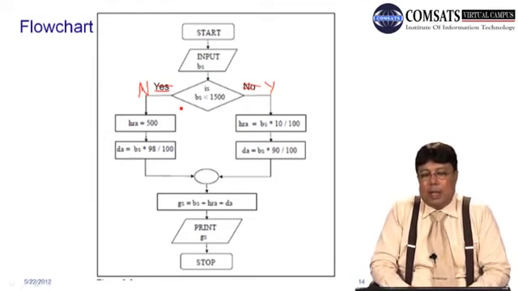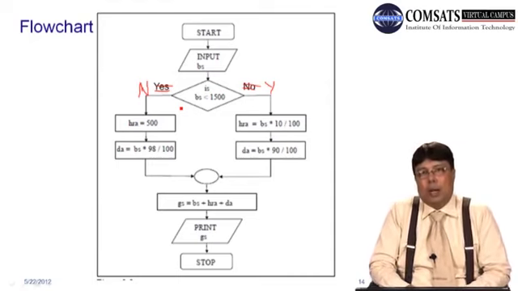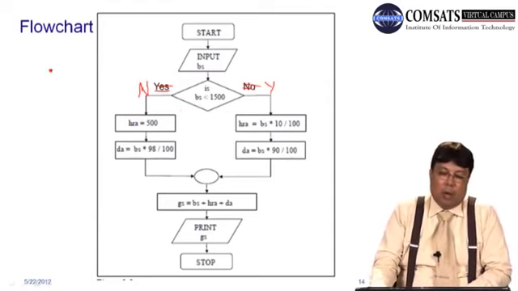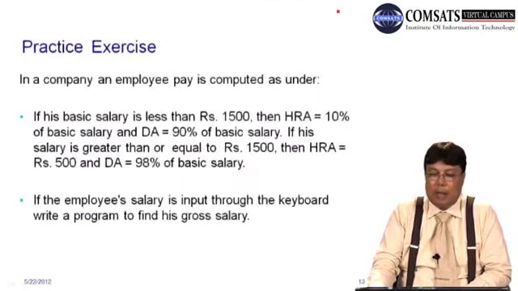So if basic salary is less than 1500, then HRA is equal to basic salary multiplied by 10%, and daily allowance is basic salary multiplied by 90%. But if the basic salary is not less than 1500, it is equal to or greater than 1500, then it will come from the other side. Now, in the previous example, when this if construct was true, it executed the set of statements. If it was false, it was doing nothing.